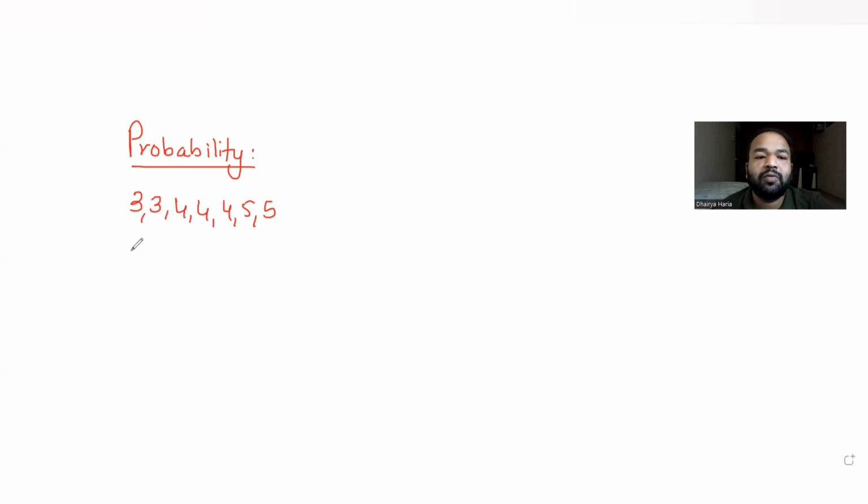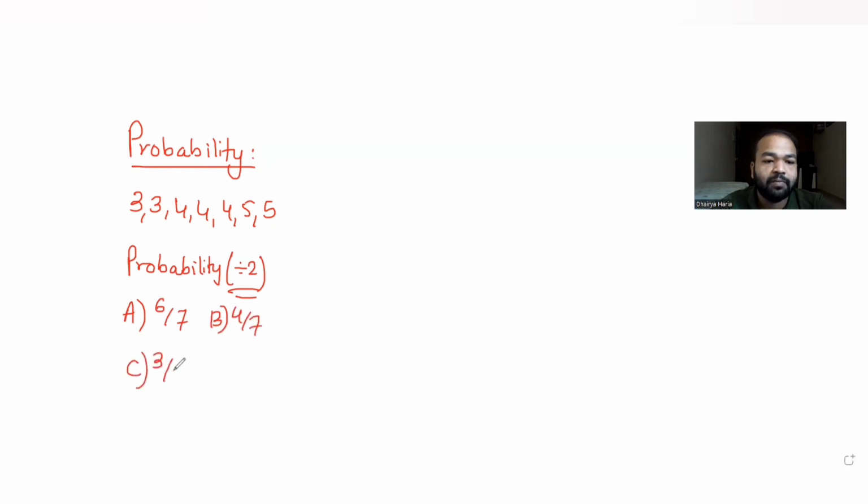We have been asked to find the probability that the number which is formed is divisible by 2. The four options given to us are: first option 6 by 7, second 4 by 7, third 3 by 7, and the last option 1 by 7. So let's understand how to solve this type of question.